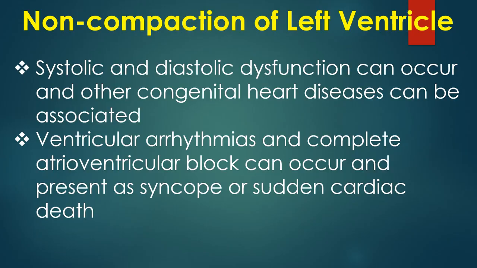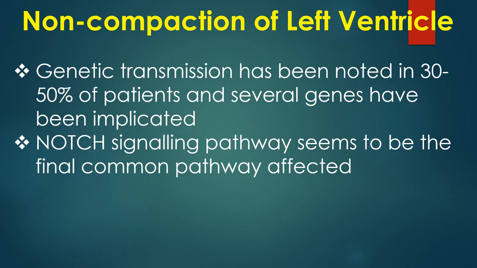Ventricular arrhythmias and complete atrioventricular block can occur and present as syncope or sudden cardiac death. Genetic transmission has been noted in 30 to 50% of patients and several genes have been implicated. Notch signaling pathway seems to be the final common pathway affected.